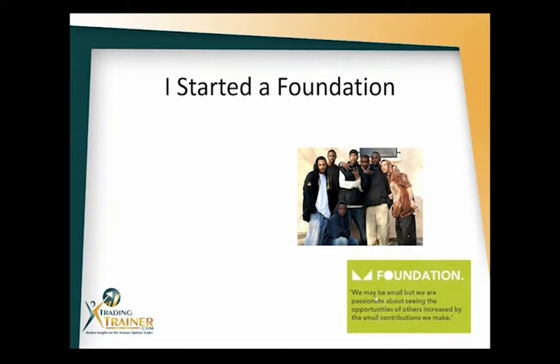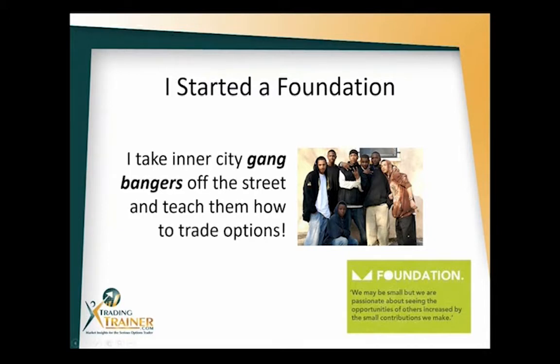And the scoop is, we started a foundation. I started a foundation first. It's a not-for-profit foundation where I teach inner city gangbangers out of Chicago how to trade options, how to invest their money, how to be in control. A lot of times they're not, which is why they're gangbangers, because they can be in control of the street. And what I soon found out is that you need money to run a foundation. Even if you've partnered with the CBOE like I have, you still need some money coming in.